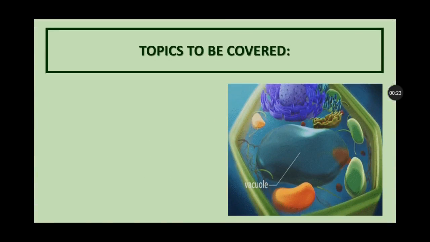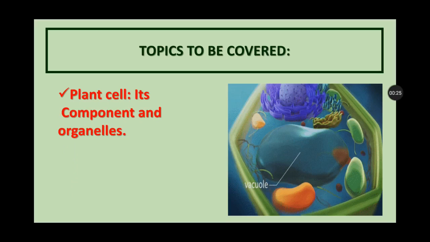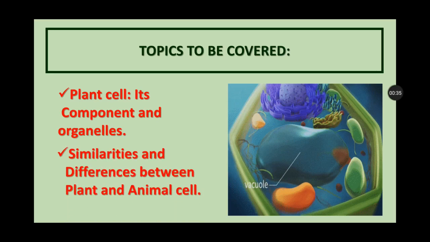So, the topics to be covered in this video are plant cells, their components and organelles. Components are the structures that make up the cell, and organelles are the things which are present inside the cells. We will also talk about the similarities and differences between the plant and animal cell.